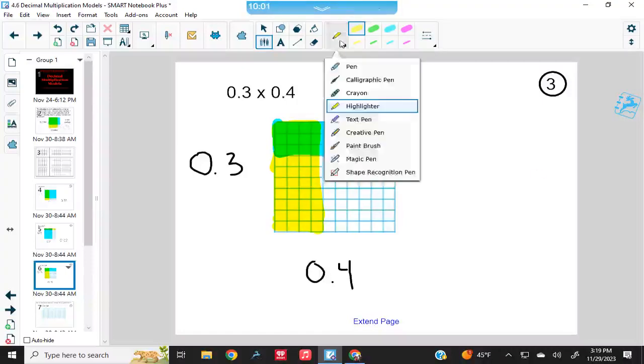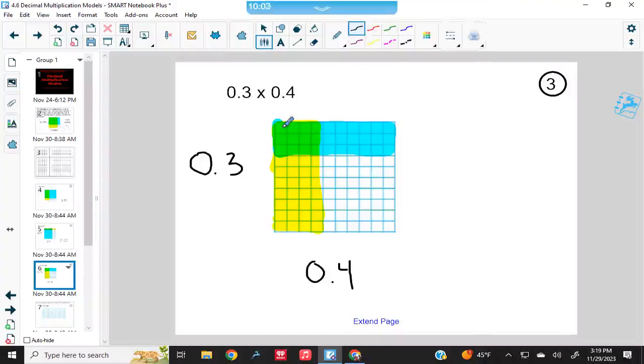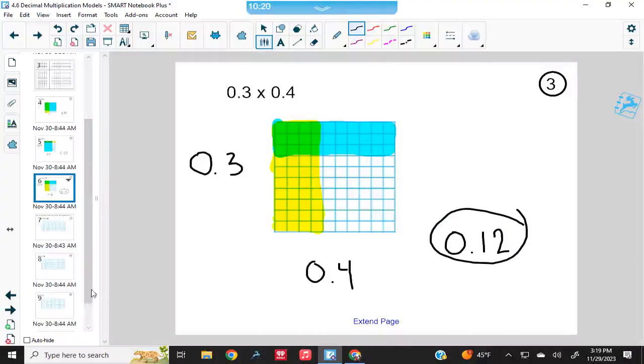So we can count these up. Again, we can go 3, 6, 9, 12. 4, 8, 12, or we can go 1, 2, 3, 4, 5, 6, 7, 8, 9, 10, 11, 12. 0 and 12 hundredths. All right. Now we're going to get to the part where it gets a little bit different.